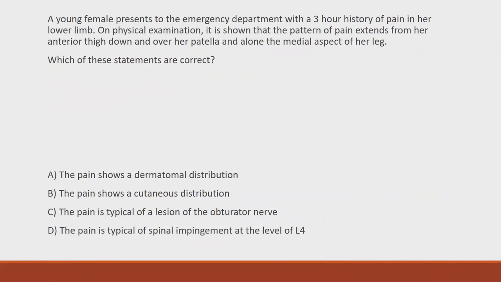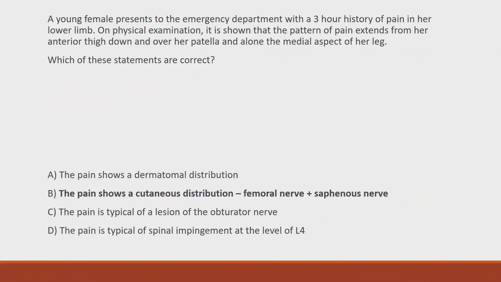So this may or may not have been a question on our Vara, but it's just to highlight the importance of the difference between dermatomal and cutaneous distributions. So dermatomes are your spinal levels, yeah? So L4, L5, S1, S2, etc. Whereas your cutaneous distributions are the cutaneous paths that your nerves take.